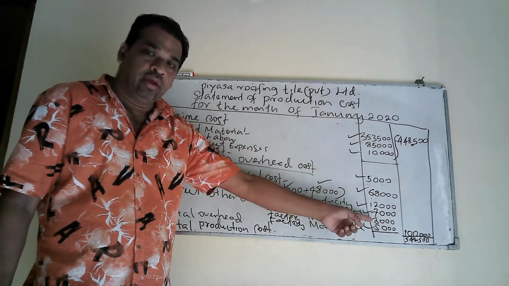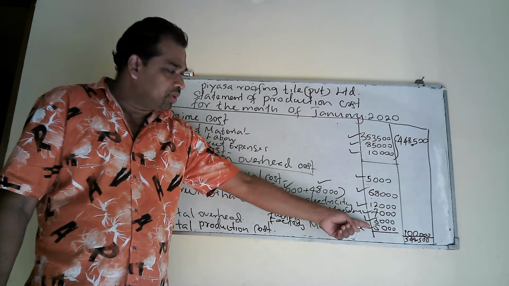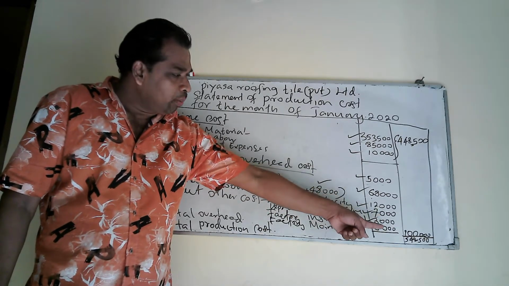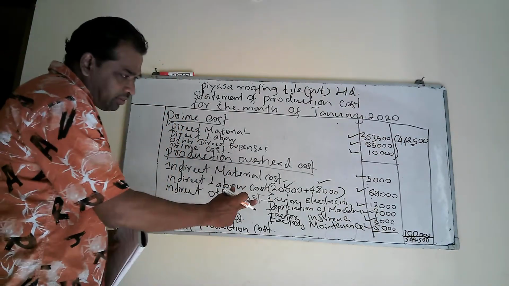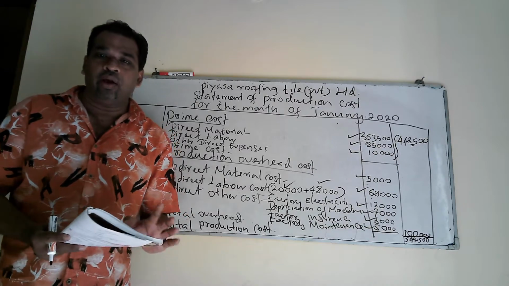Our prime cost is 448,500. Then you can add overheads, indirect overheads, that is 100,000. Then 548,500, that is the total production cost. Now we have already calculated total production cost.